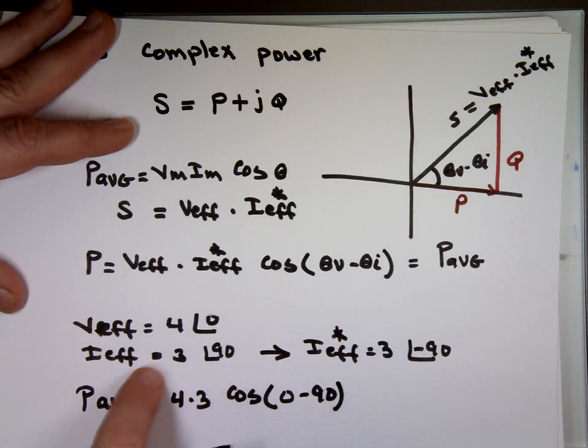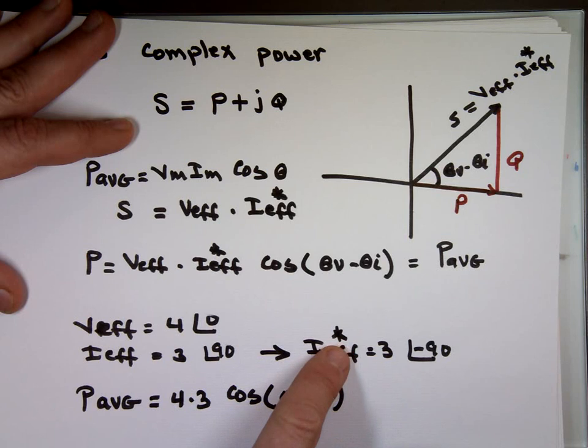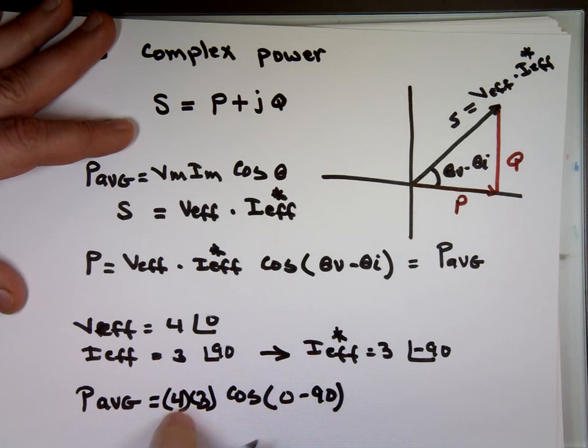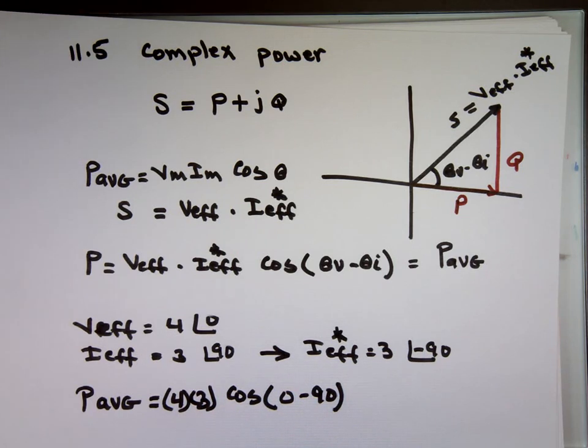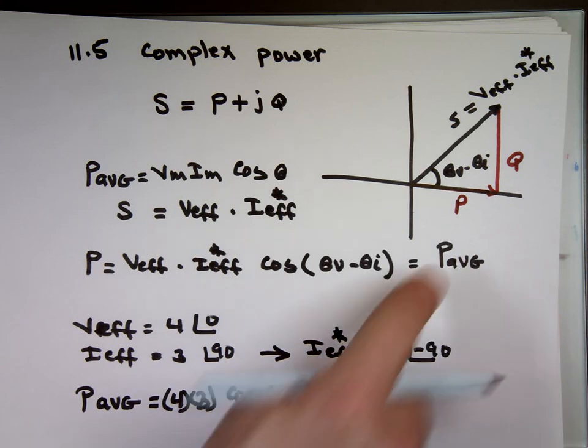Doesn't matter if it's effective conjugate or not, because that conjugate has no effect on these numbers. That's 4 times 3. It doesn't change the 3. It just changes the angle. So that is your average power.